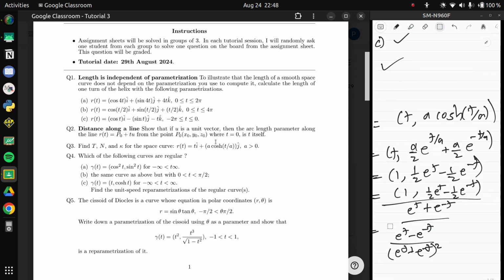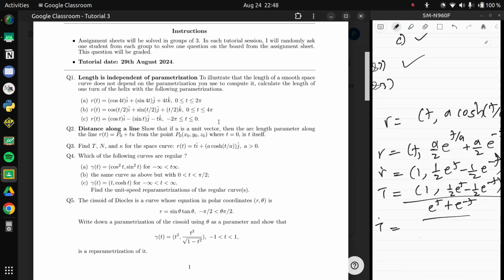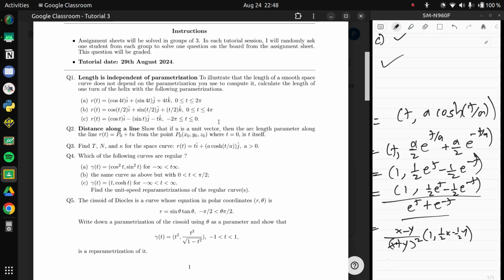You know what, let's call e power t as x, just for the sake of our sanity, and let's call e power negative t as y. And so this would just be x minus y upon x plus y squared times 1, and then 1 by 2 x minus 1 by 2 y, and then that is supposed to be negative, so it's y minus x actually. Alright, and then plus 0, what is this stuff? It's just 1 by 2 power 2, no, that's sure. So just 1 by 2 x plus 1 by 2 y.